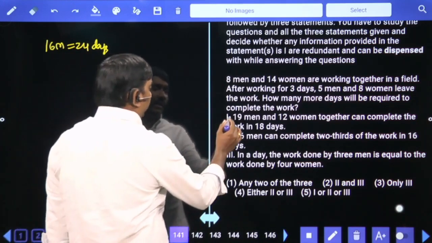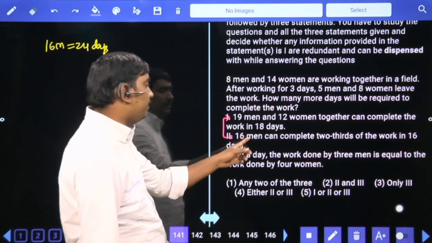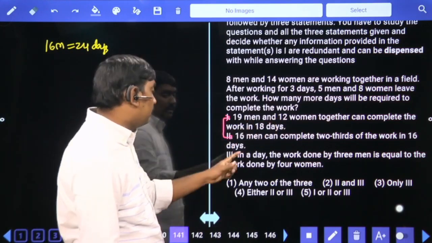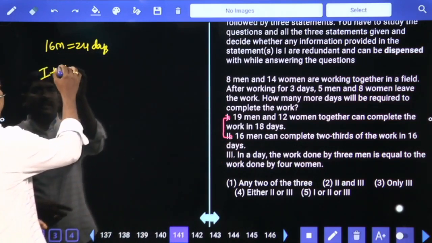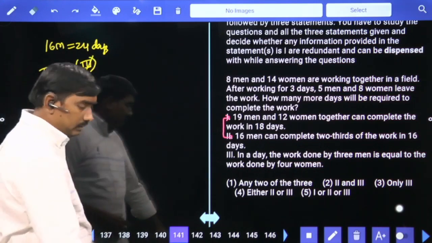But by combining 1 and 2, if you substitute the men data here, you will get the women data, then you will get the answer. So by combining 1 and 2, you will get the answer. Means 3 is redundant. The third statement is not required for us. Next one.